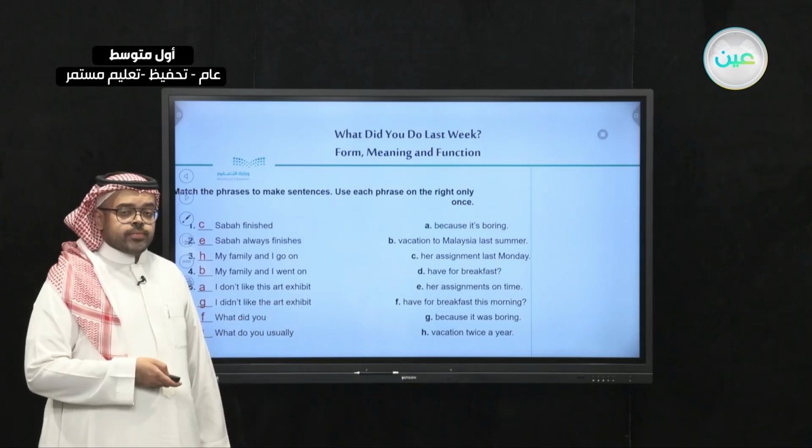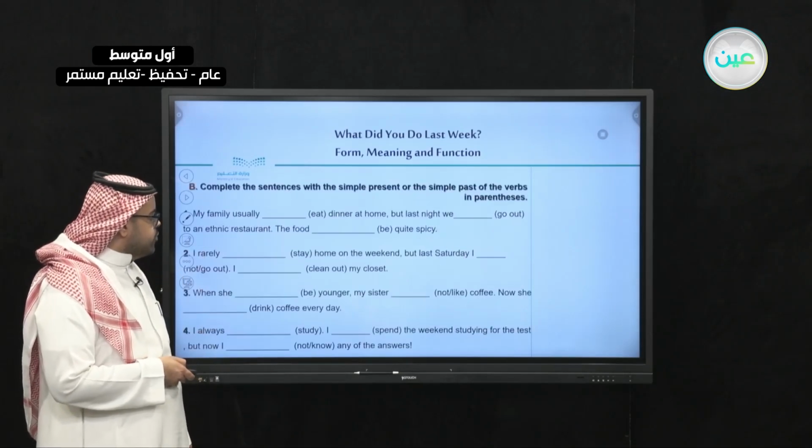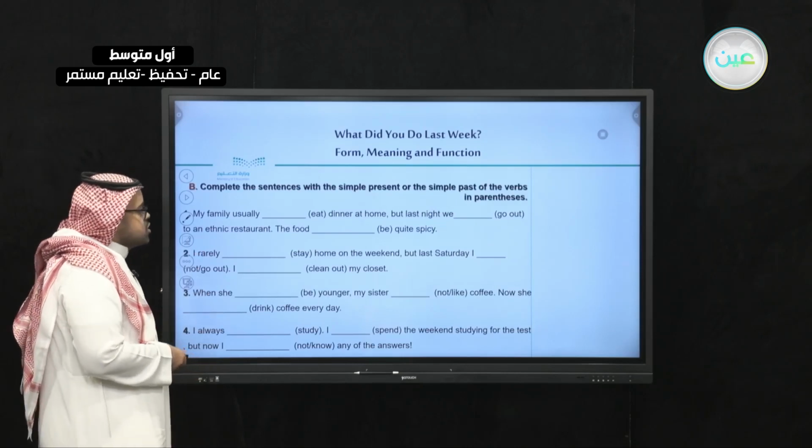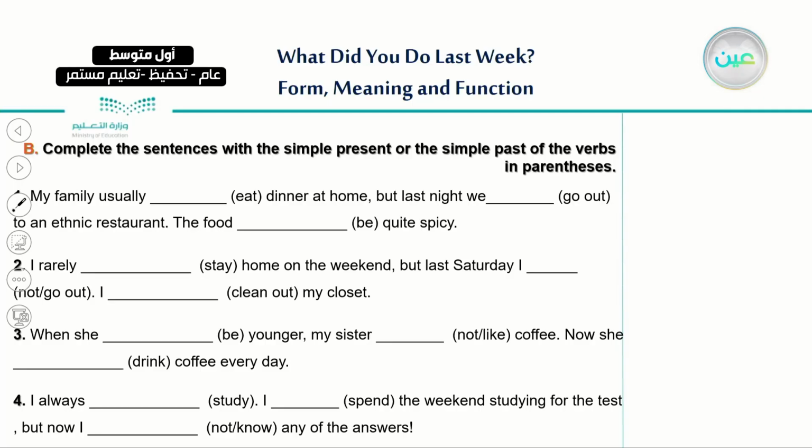So here you go. These are the answers of the first question. Now, let us move on to the second question. Here what you need to do is complete the sentences with the simple present or the simple past of the verbs that we can see between parentheses. So let's start with the first one. Number 1, my family usually eat dinner at home. Since we have the adverbs of frequency, we're going to use eat in the simple present. We're going to say, my family usually eats dinner at home.